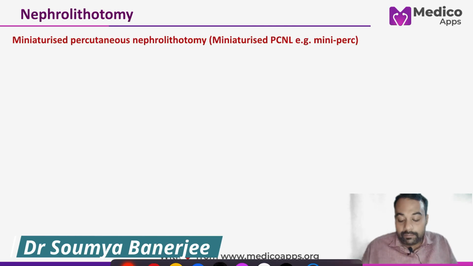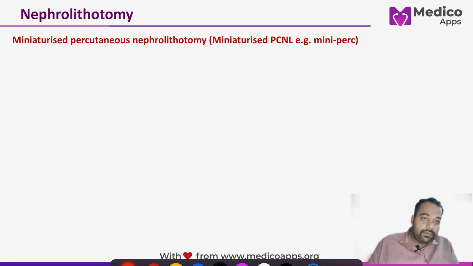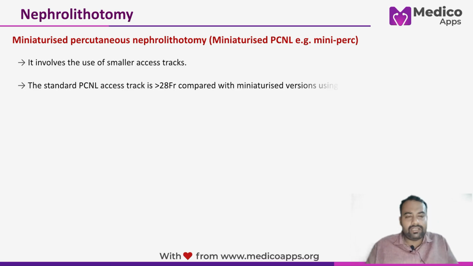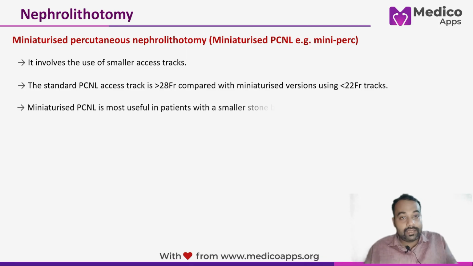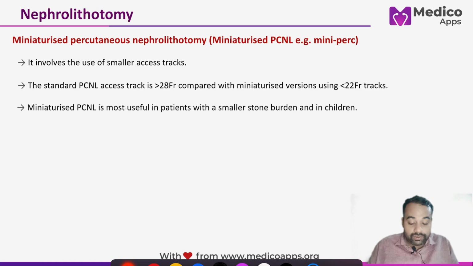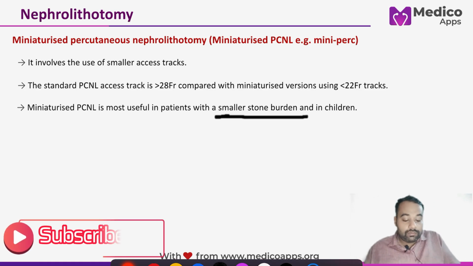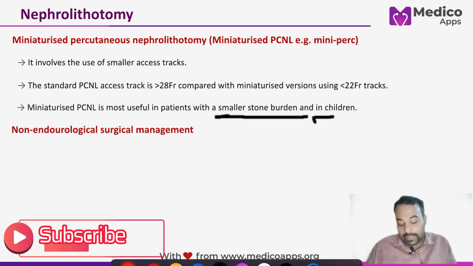We have the miniaturized PCNL, which is also known as the mini perc. A smaller access tract is made. As I have already mentioned, in case of PCNL, it's a 28 French tract, while in case of mini perc, we have a 22 French tract, right? So it's typically done for smaller stone burden and in case of children.